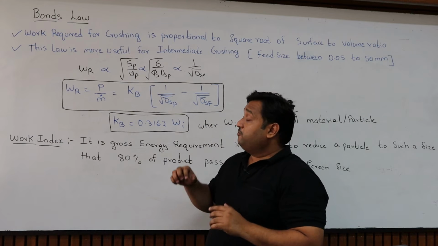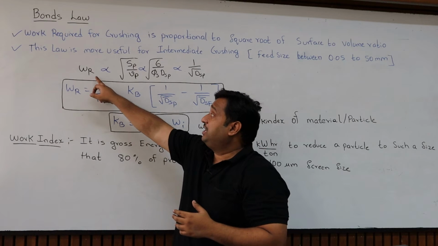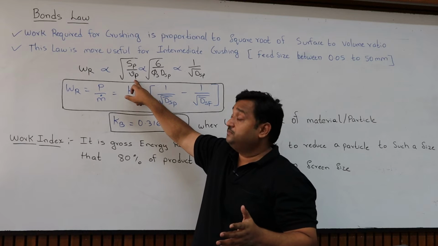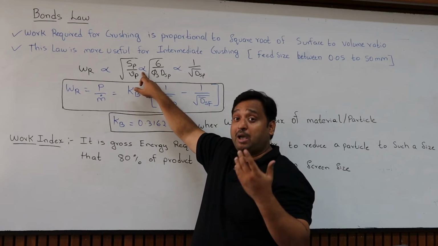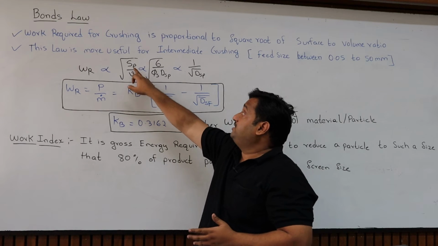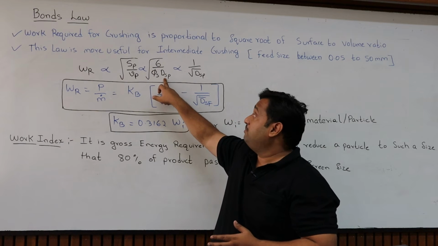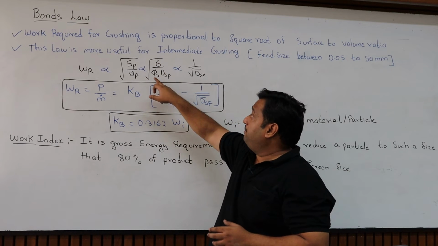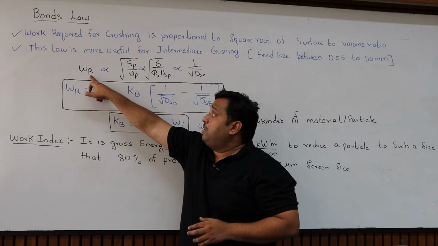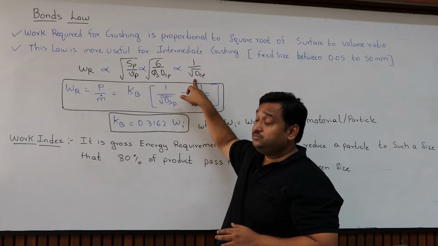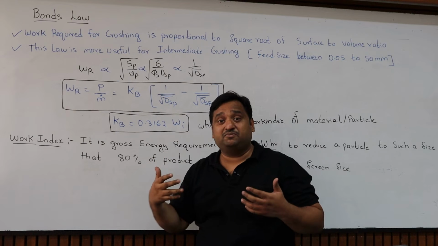Okay, and what is the definition? Work required is proportional to the square root of the surface to volume ratio of the product, which, when you apply the sphericity principle, SP by VP is nothing but 6 by phi S into D bar SP. That means work required is inversely proportional to the diameter of the product. This is the basis for Bond's law.